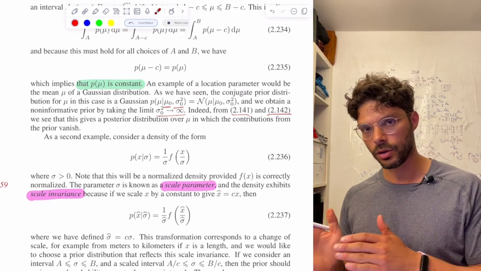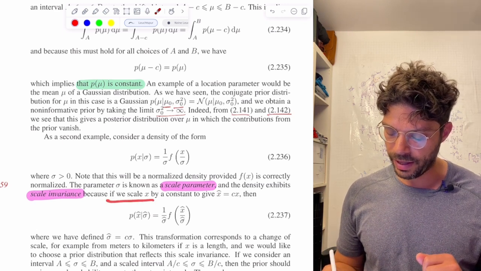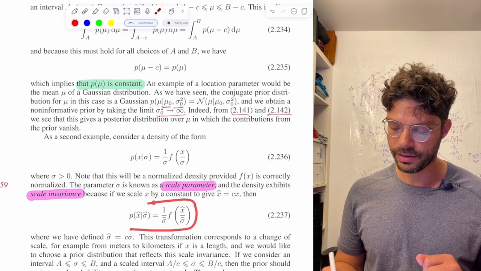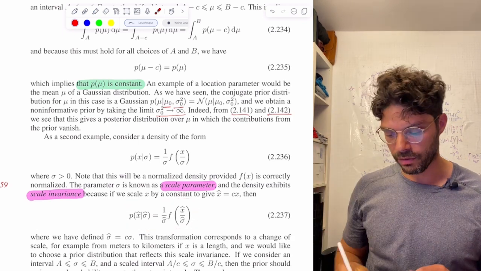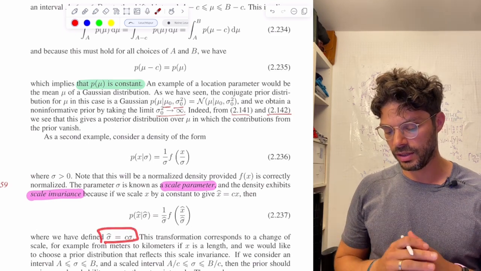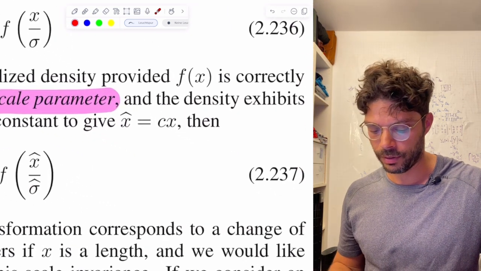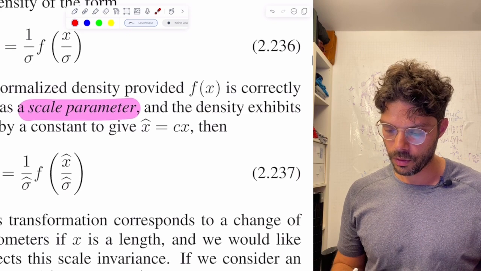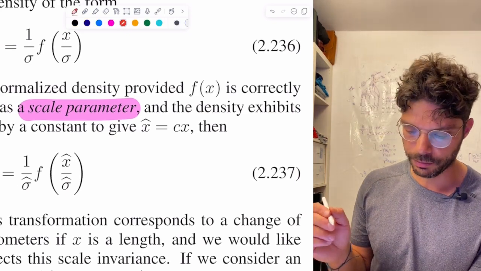So remember we had translation invariance, now we have scale invariance. Because if we scale x by a constant to get x hat equal to c x, then we get again the same form of this distribution, where we have now defined sigma hat equal to c sigma. So let's again try this easy example of the change of variables. Slightly more complicated than the previous one, but not too bad.